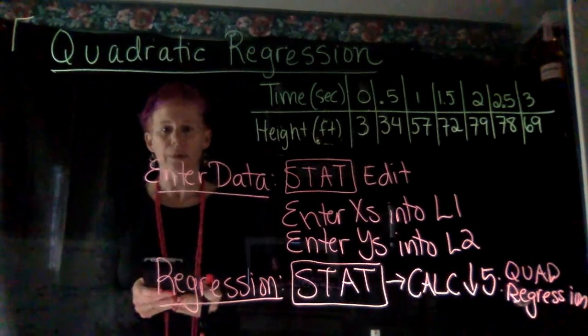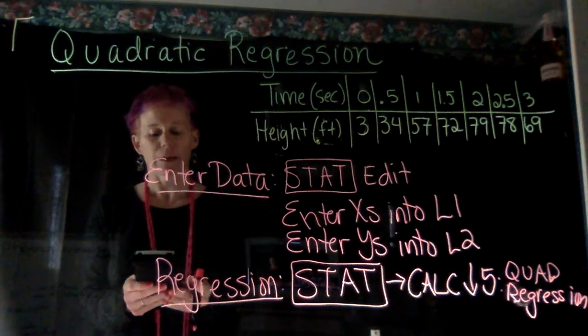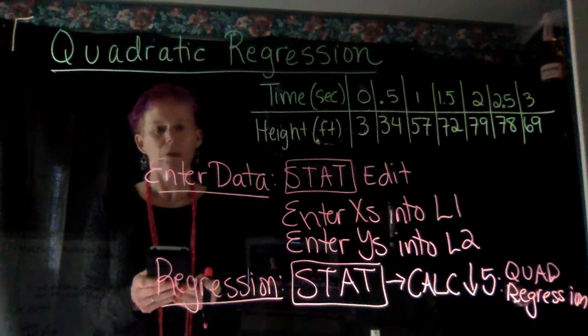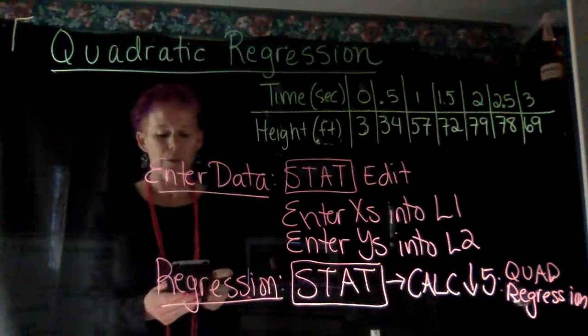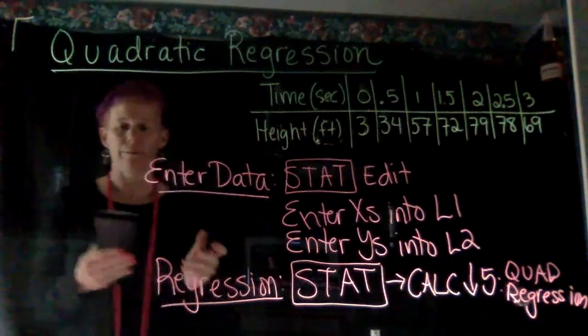You'll see at the top it gives you the standard form of the quadratic. It gives you your a, b, and c, and then your r squared value. In this case, r squared is 1, meaning it's a perfect quadratic fit. So you want to take your a, b, and c value, plug those into your equation, and write your model.